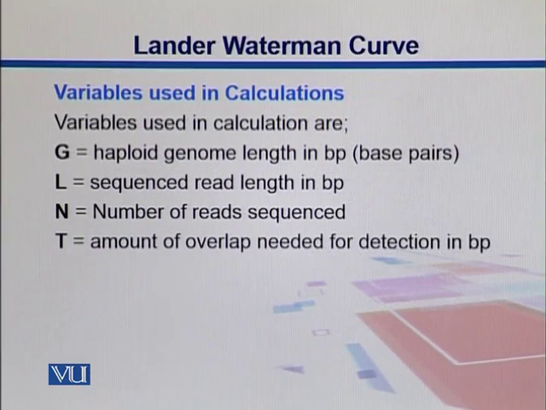So here are the different variables which we use for this equation, where G is the haploid genome length in base pairs. Haploid, as I said earlier, is the one set of chromosomes. So for example, in humans there are 46 chromosomes, but actually there are two sets of 23 each. L is the sequence read length, N is the number of reads, and T is the amount of overlap needed for detection in base pairs. So that is T.